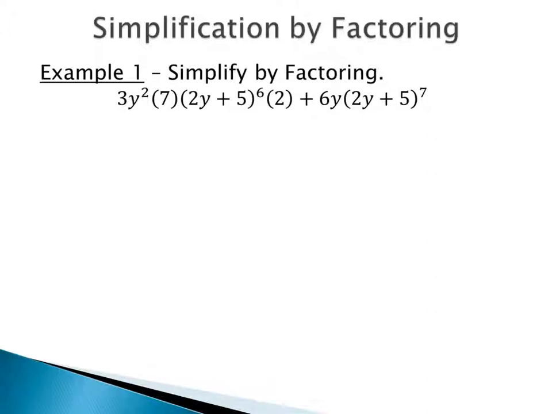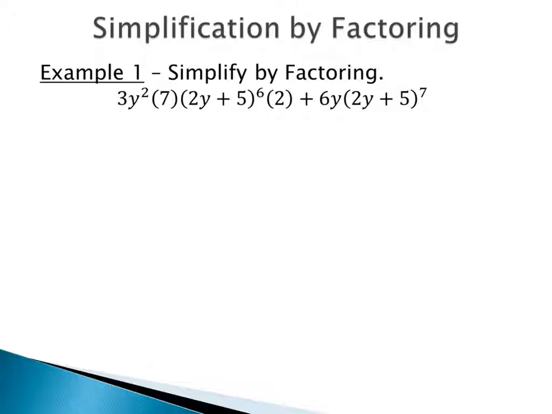So this would be an example of one expression that would result after using the product rule and chain rule. So if we have 3y squared times 7 times (2y plus 5) to the 6th times 2 plus 6y times (2y plus 5) to the 7th. So more complicated than what we had before.